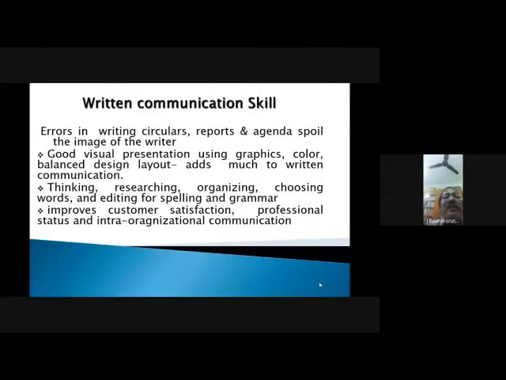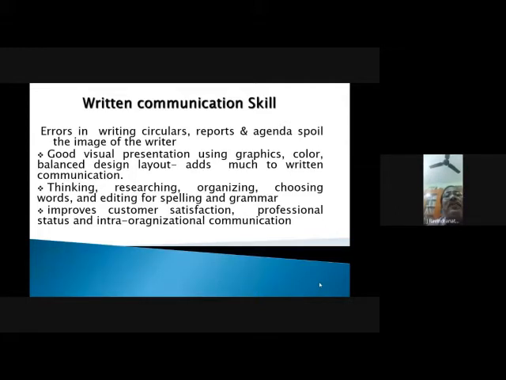This is also very, very important. Errors in writing circulars, reports, and agendas spoil the image of the writer. So you are not just an individual, you are representing your firm or company. So you have to take all the care. Punctuation definitely matters a lot these days. Even a comma or full stop can make or mar the effectiveness of your writing. Particularly when you write letters or reports, you have to take utmost care.